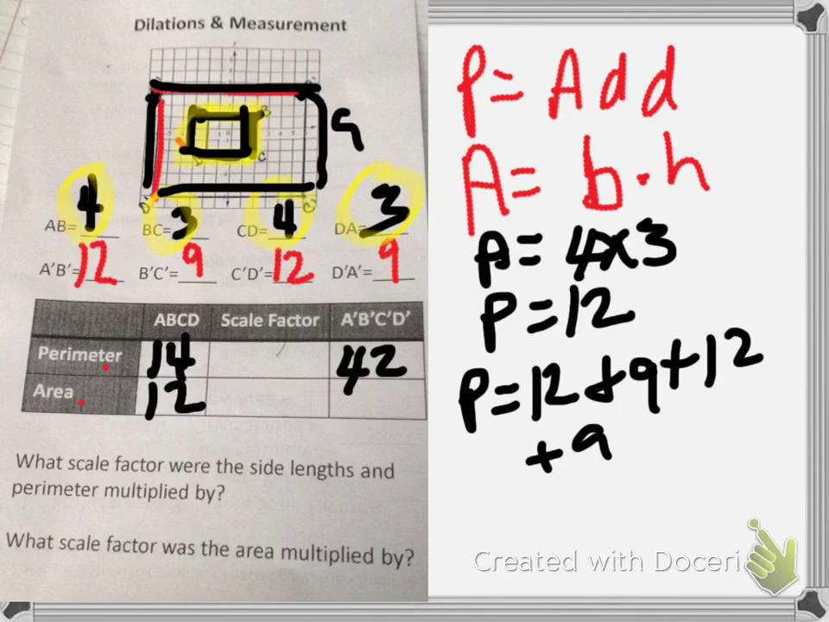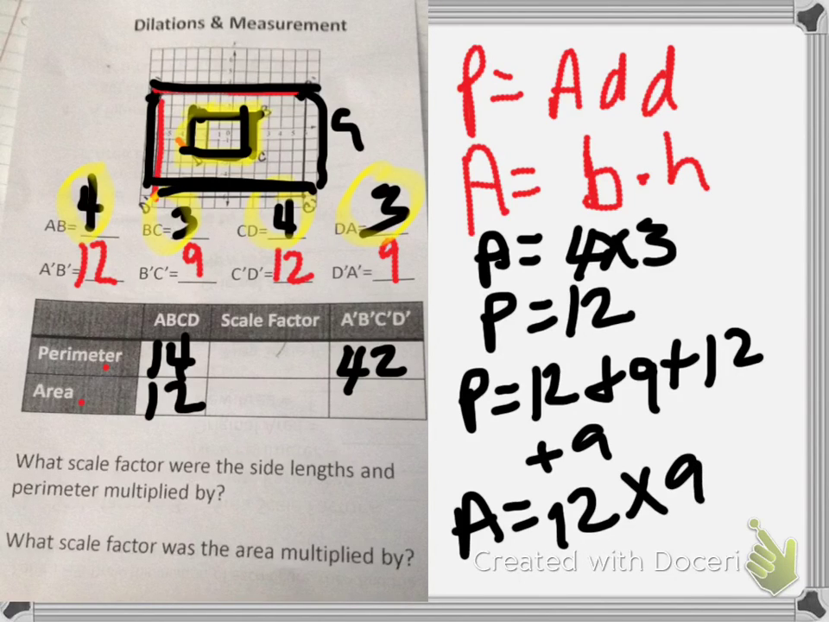Alright, the next thing I need to do is the area of that larger rectangle. The area is base times height, and I know the base is 12. 12 times the height, which is 9. And 12 times 9 is 108. So this area is 108.